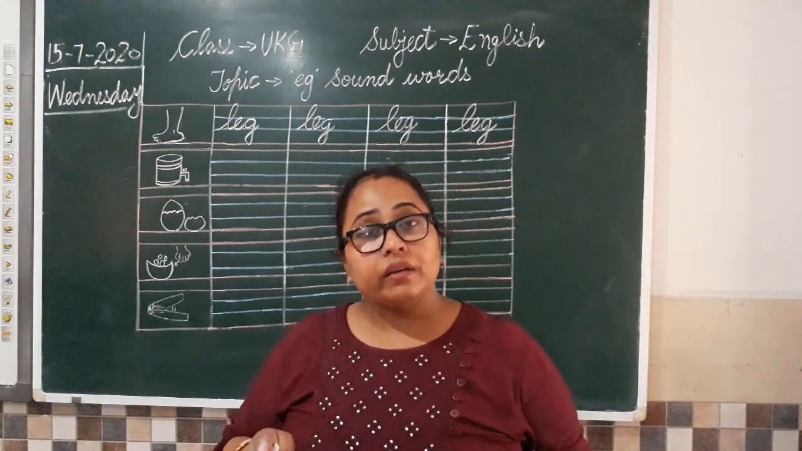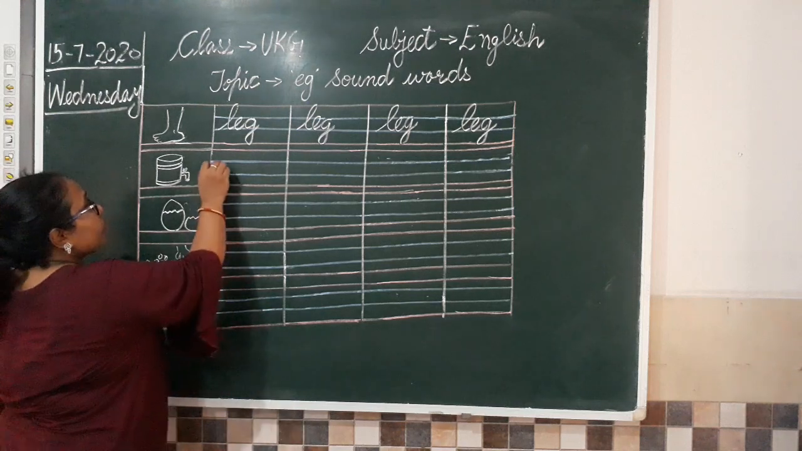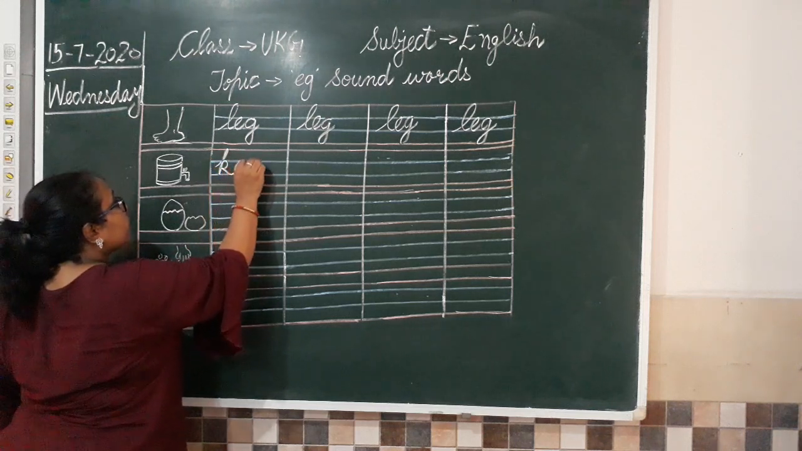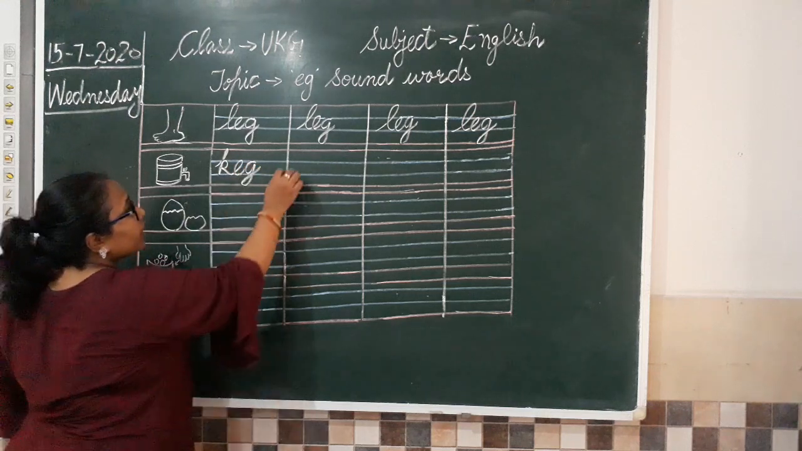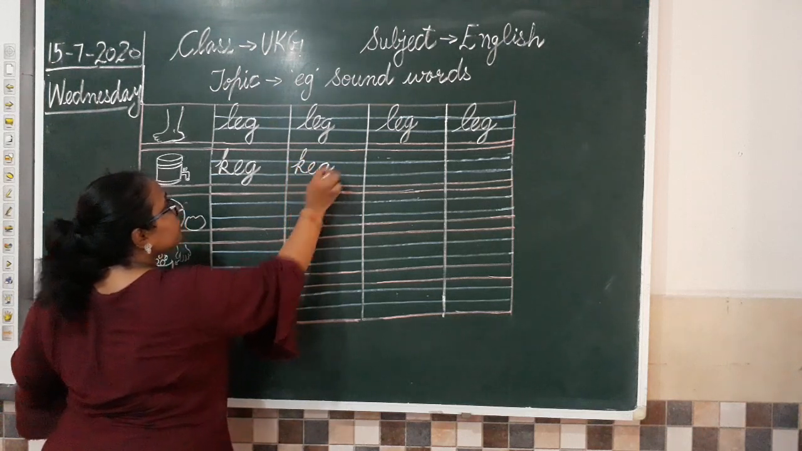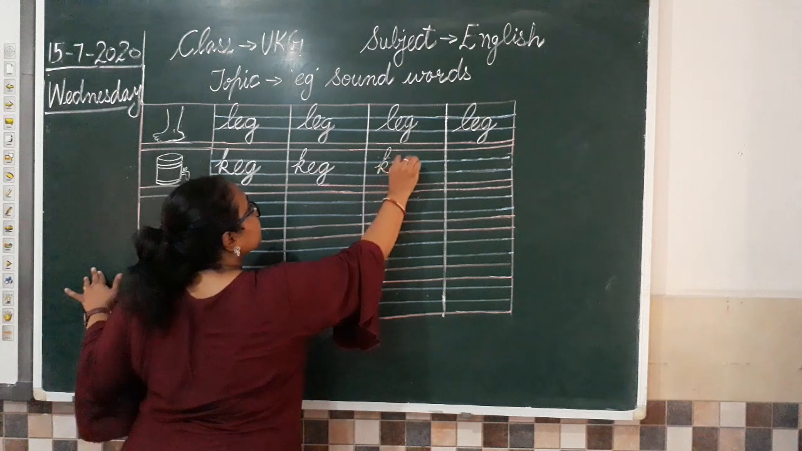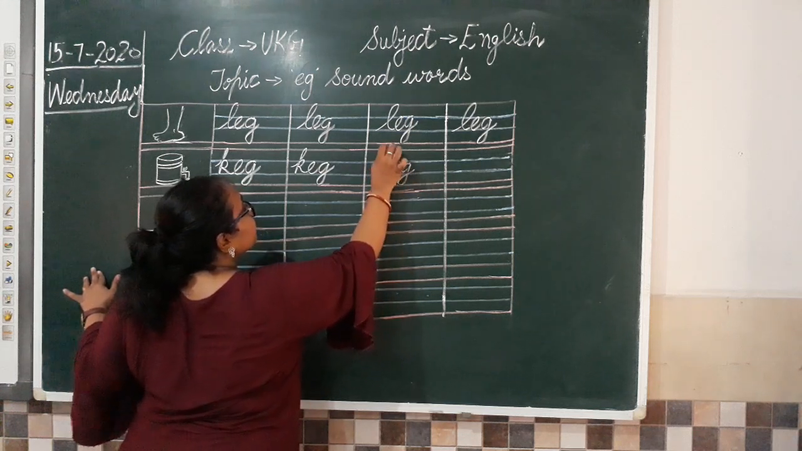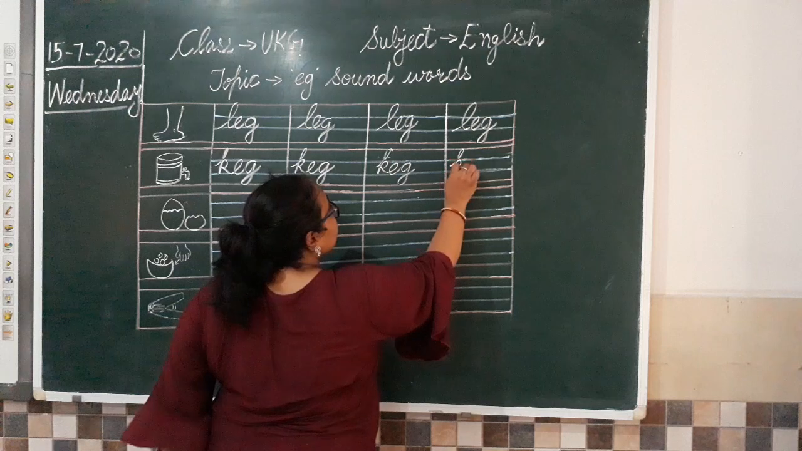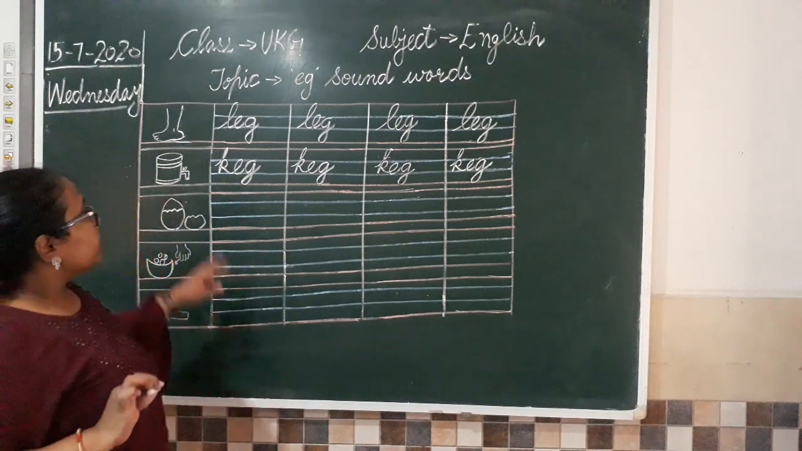K. Egg. Cake. So how are we going to write it? So let's start mixing the sounds. The first sound is K. So I'm going to write it K. Egg. Cake. Again K. Egg. Cake. Once again we'll write K. Egg. Cake. So don't go beyond the red line. Correct. Okay. Clear everyone?